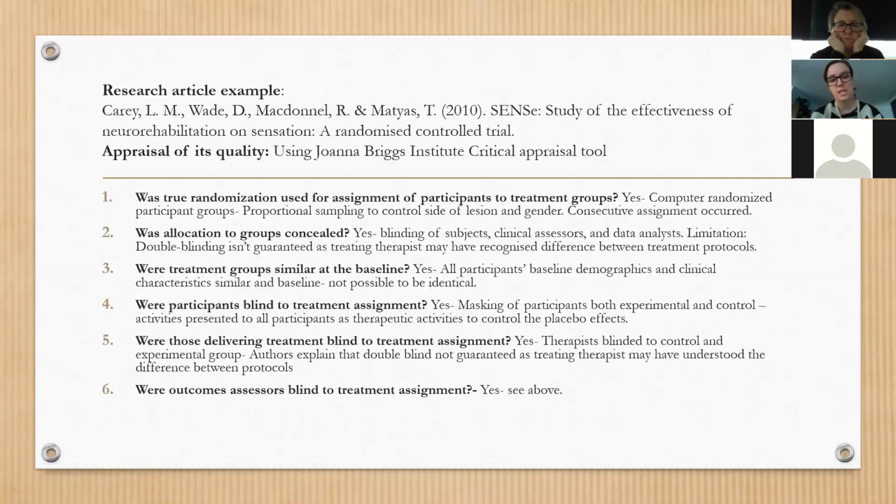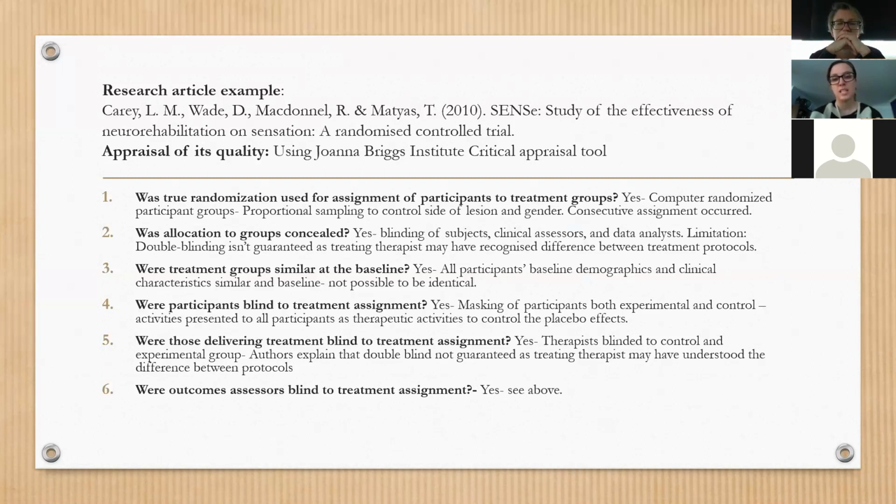Okay, so when I was appraising the article, I used the Joanna Briggs Institute Critical Appraisal tool for RCTs. So was there true randomisation used for the assignment? Yes, there was computer randomisation to participant groups, proportional sampling to control side of the lesion and gender, and consecutive assignment occurred. Was allocation to groups concealed? Yep. Blinding to subjects, clinical assessors and data analysis.